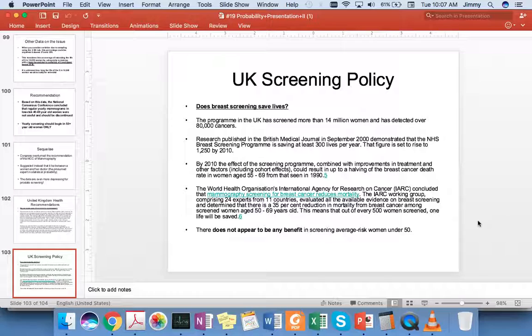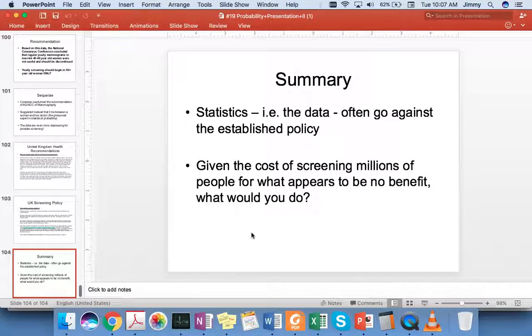The World Health Organization's International Agency for Research on Cancer concluded that mammography screening for breast cancer reduces mortality. The IARC working group, comprising 24 experts from 11 countries, evaluated all available evidence on breast screening and determined that there is a 35% reduction in mortality from breast cancer among screened women aged 50 to 69. This means that out of every 500 women screened, one life will be saved. There does not appear to be any benefit in screening average risk women under 50. So that was their conclusion.